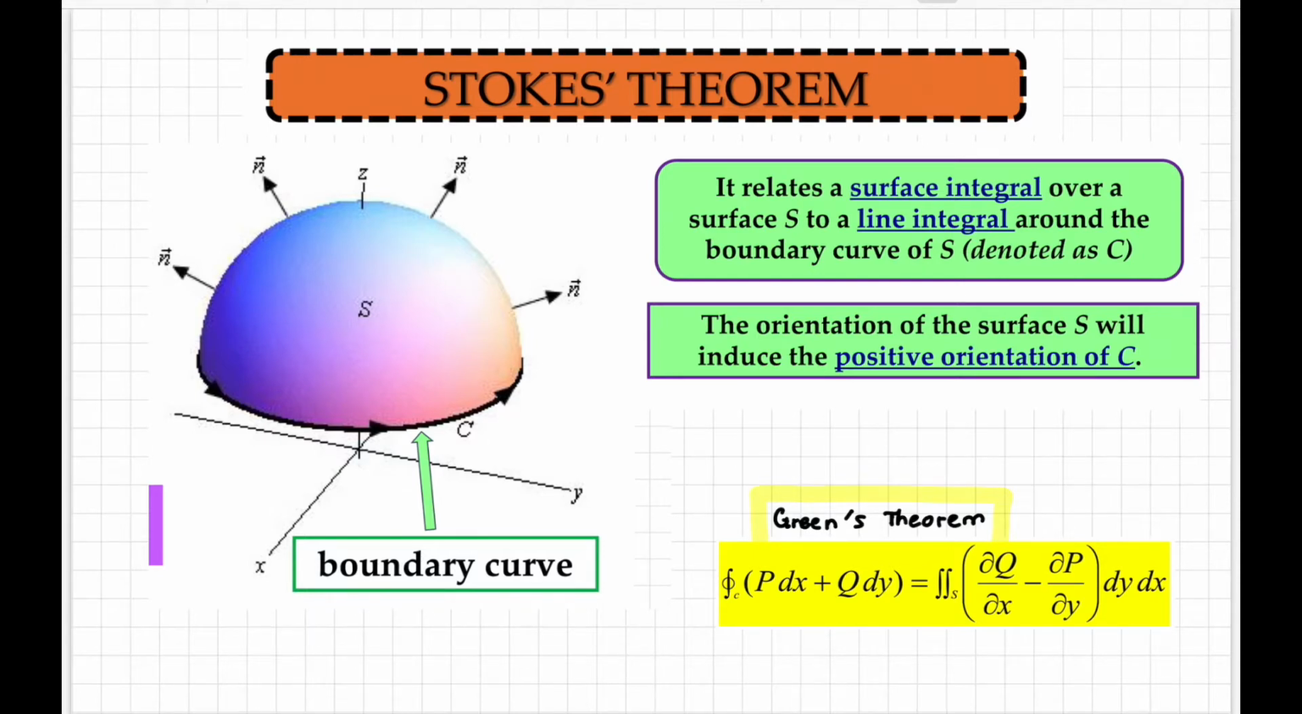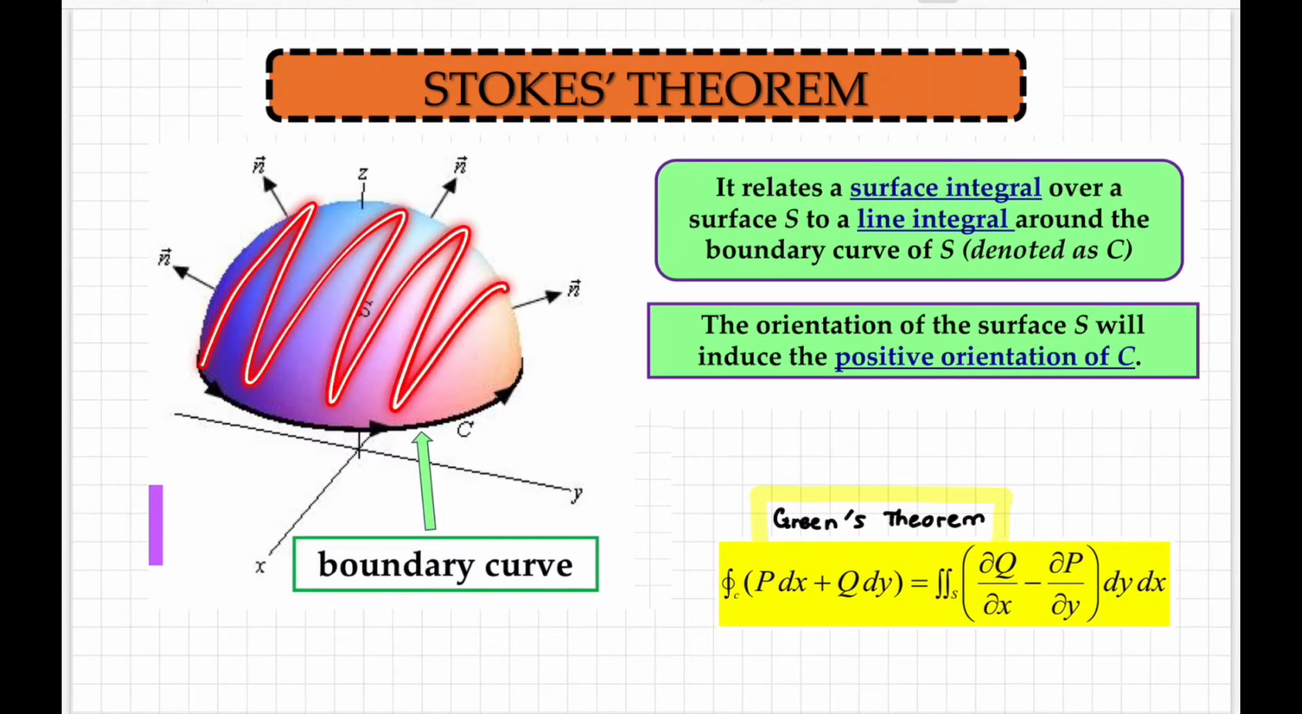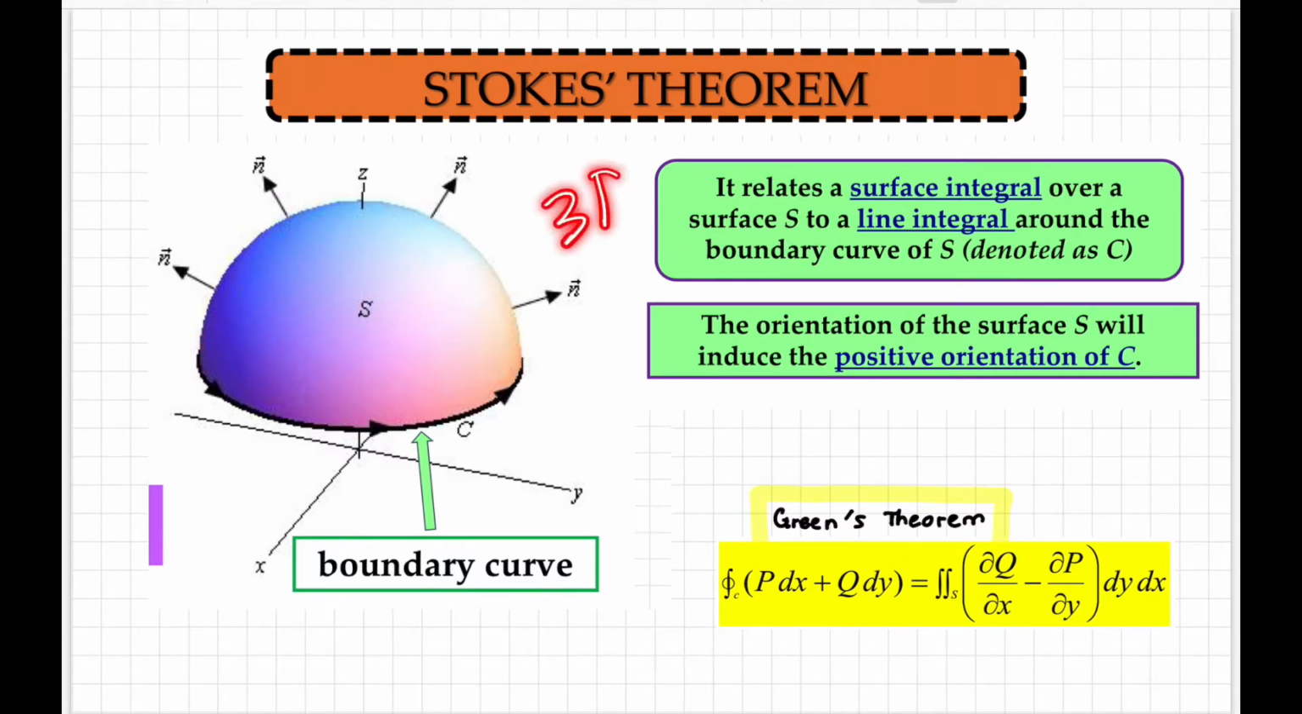In other words, you can say that the Stokes Theorem relates the surface integral over a surface S, okay, this is surface S, which must be in three dimensions, to a line integral around the boundary curve of S. Where is the boundary curve? Here, C. C is the boundary curve of S. So the orientation of the surface S will induce the positive orientation of C.